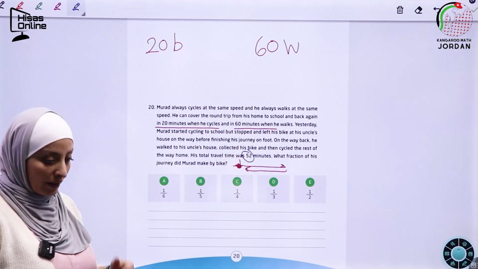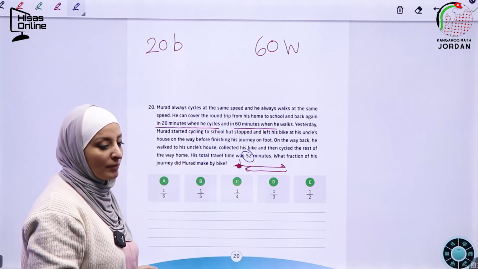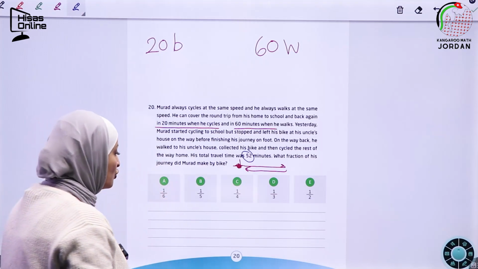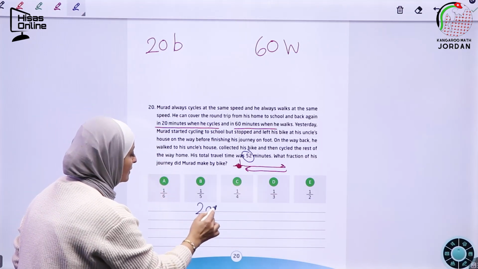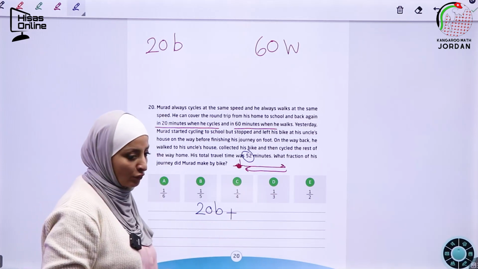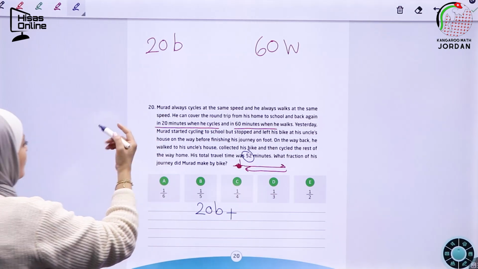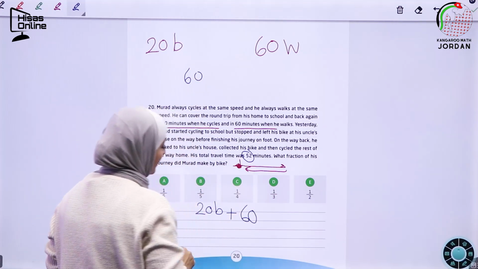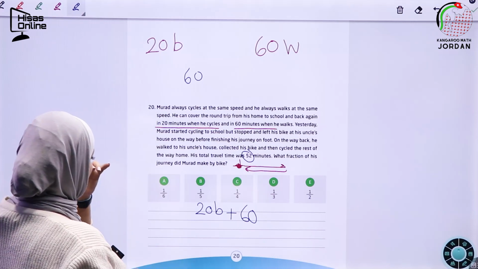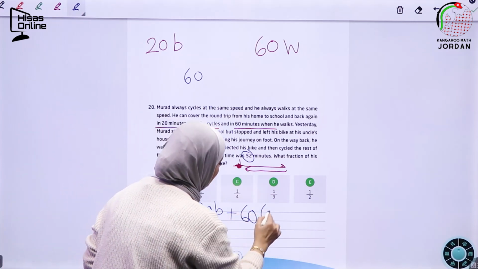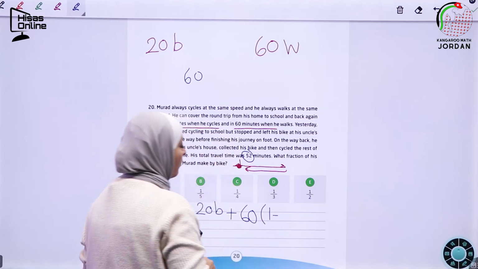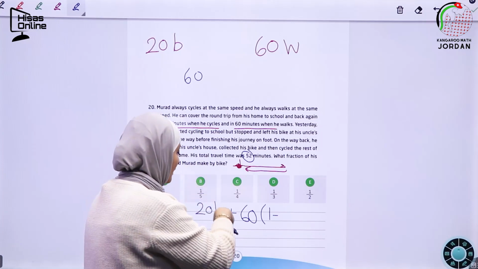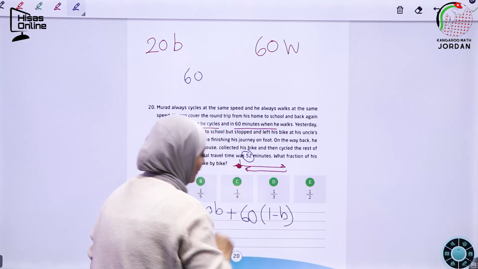So we will make an equation. Each trip he used the bike takes 20 minutes, and I don't know how many times, so it's 20b plus. If he walked, each trip takes 60 minutes, and we're going to multiply this by the part of the trip that he walked instead of cycling.